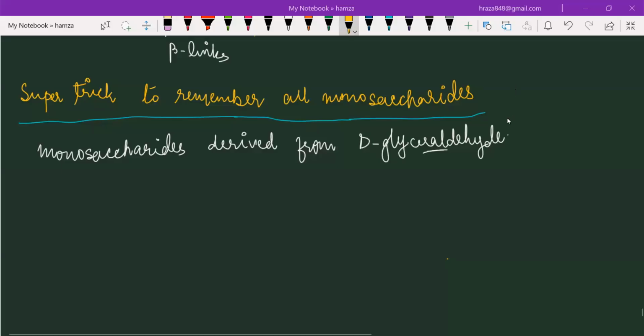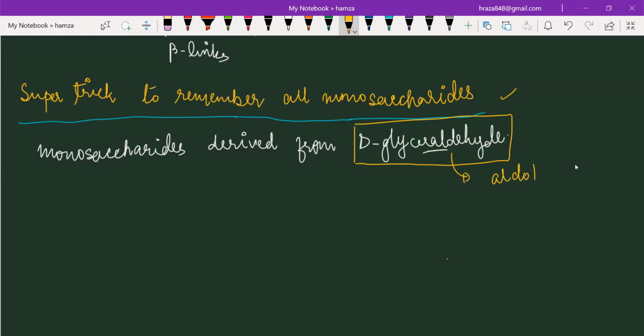Okay. So there is a trick to remember all the monosaccharides, and you know monosaccharides are derived from D-glyceraldehyde, which is a carbohydrate, and which is an aldotriose. What does this aldotriose mean? A carbohydrate which has three carbons. That is called aldotriose. Yes or no? Please answer me. Yes, sir.